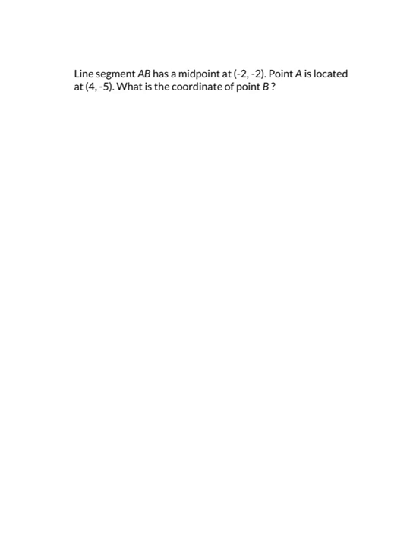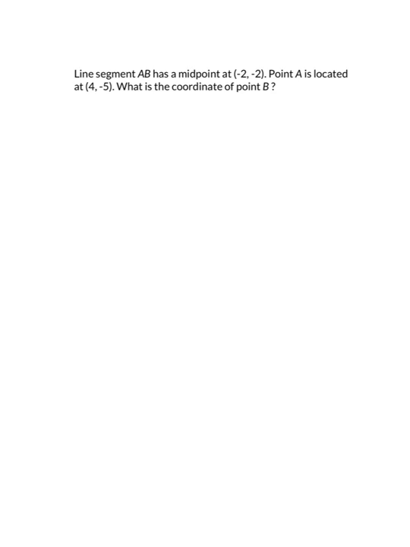This question is asking you to find an end point of a line segment on the graph. So while we'll be using the midpoint formula, in this particular example, it says line segment AB has a midpoint of (-2, -2). So we're already given the midpoint. And we're given point A, which is located at (4, -5). So the question is, what is the coordinate of point B?